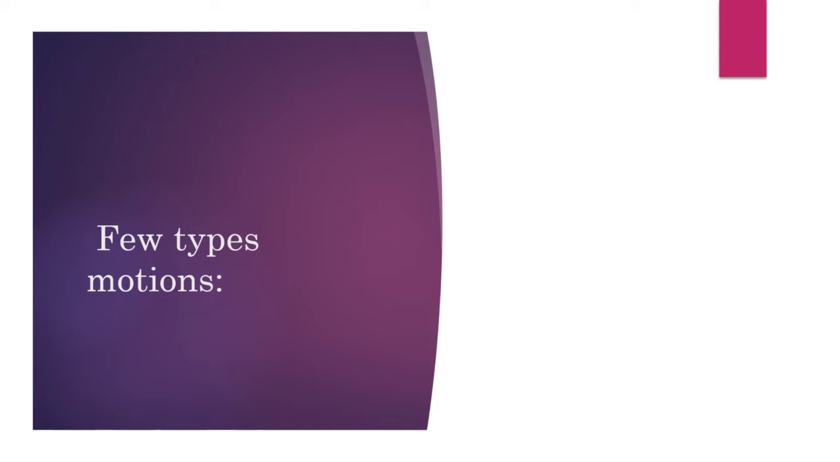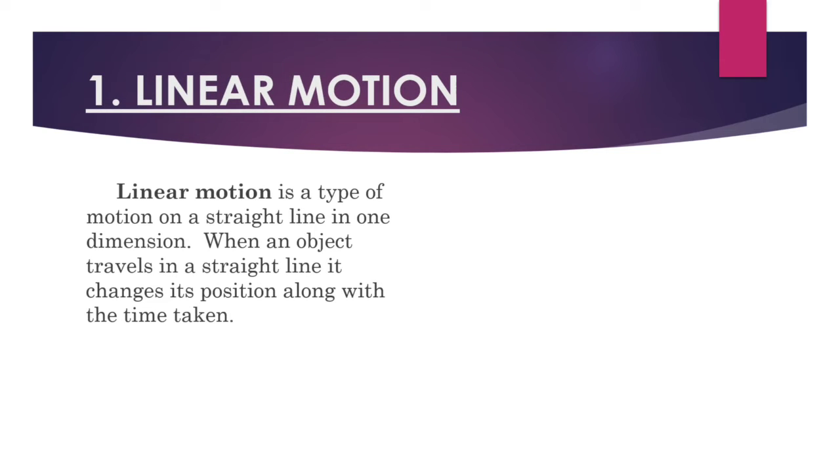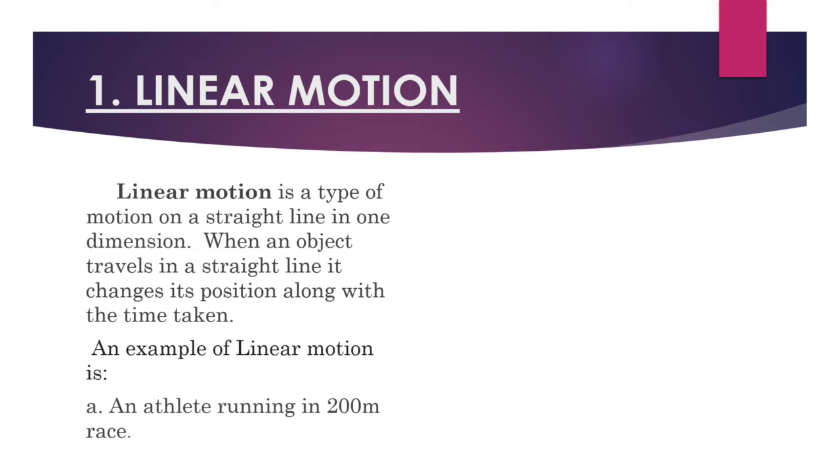These are a few types of motion. First, linear motion. Linear motion is a type of motion on a straight line in one dimension. When an object travels in a straight line, it changes its position along with the time taken. An example of linear motion is an athlete running in a 200-meter race.